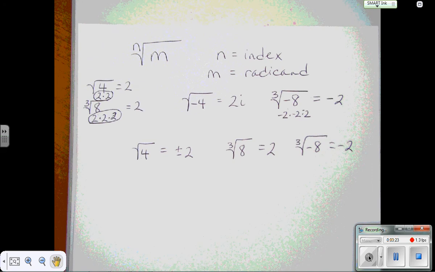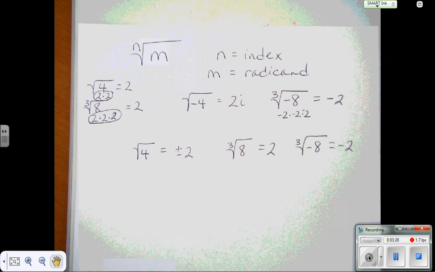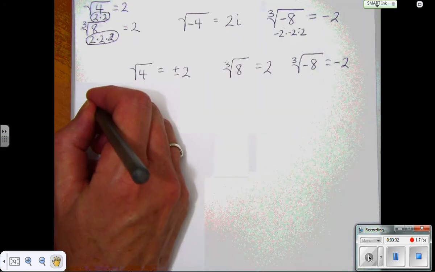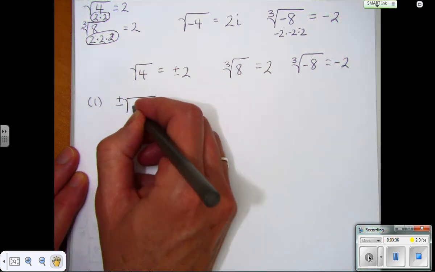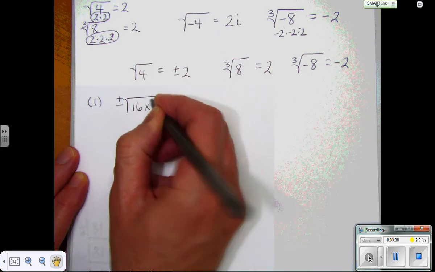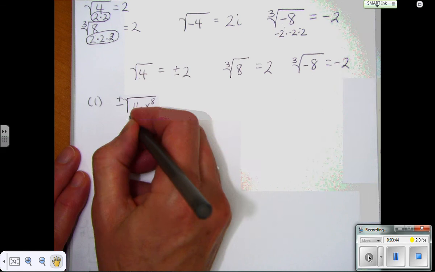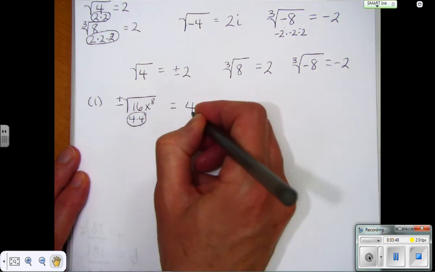Okay, so let's do some examples. Let's look at number 1. Number 1, you have plus or minus the square root of 16x to the 8th. So my index is 2 since it's a square root. And I know that 16 is 4 times 4, so I have 2 factors of 4. So I can take a 4 out of the root.